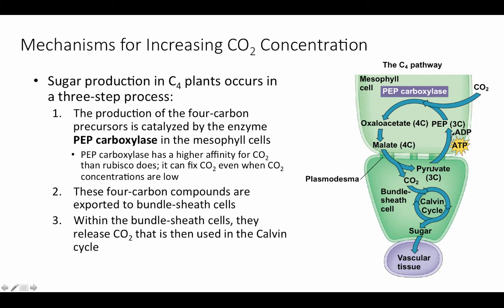The pyruvate gets exported back again through these plasmodesmata, these gaps in the cell walls, back into the mesophyll cells to continue to do this. So an ATP is used in converting pyruvate back into PEP, which is going to be what actually bonds to that carbon dioxide. So this is an energy using process, and we can think of this as the cost of concentrating carbon dioxide within these bundle sheath cells. The sugars are then transported directly to the vascular tissue to be exported out to the rest of the plant. So that proximity of the bundle sheath cells to the vascular tissue is important and significant.